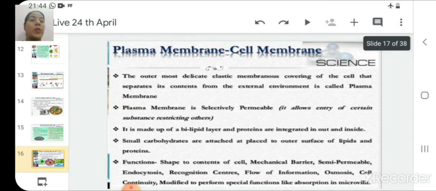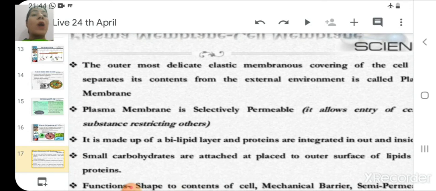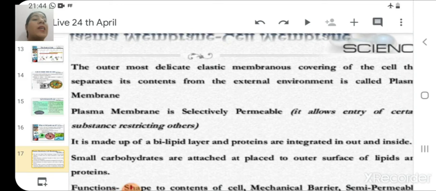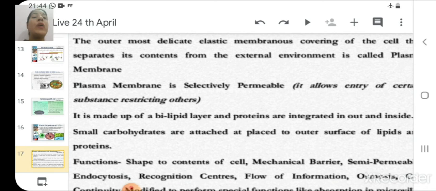So let us move on to the next slide. Let us focus on the plasma membrane today. Plasma membrane is also known as the cell membrane. It is present in both plants and animals. It is the outermost delicate elastic membranous covering of the cells that separates its content from the external environment. The membrane which surrounds the cell and separates its content from the outer environment is called the plasma membrane.